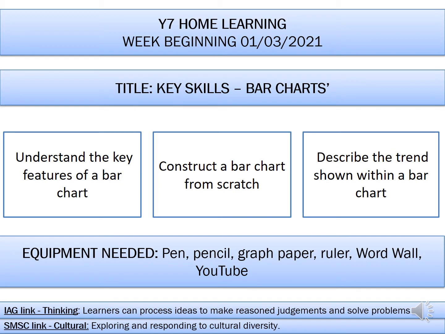Today we are going to talk about bar charts, and our learning journey starts with understanding the key features of a bar chart. So we're going to look at how a bar graph actually looks and what it consists of. Then we are going to construct a bar chart from scratch, and then we are going to describe the trend shown within a bar chart. For today, equipment, you're going to need pen, pencil, graph paper, a ruler, WordWall, and YouTube.